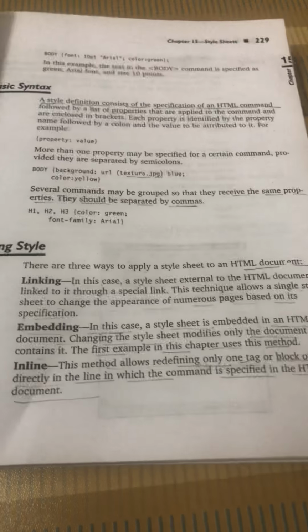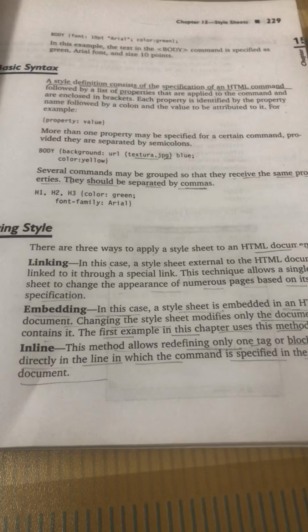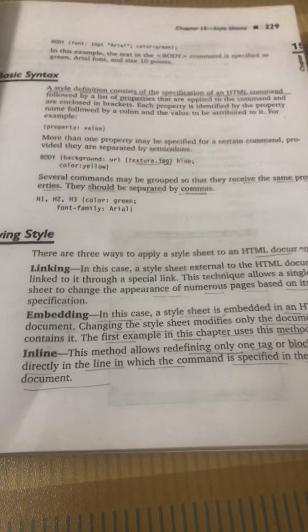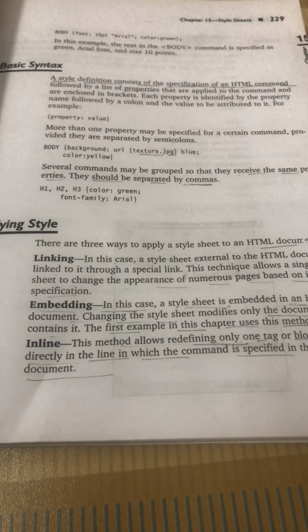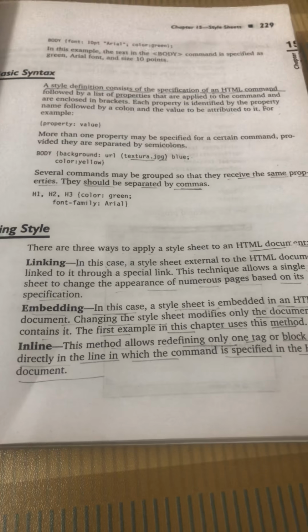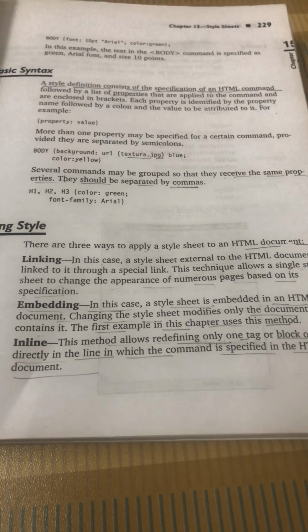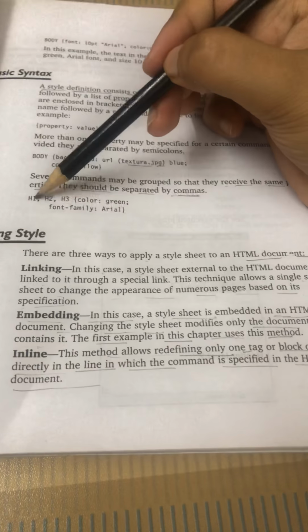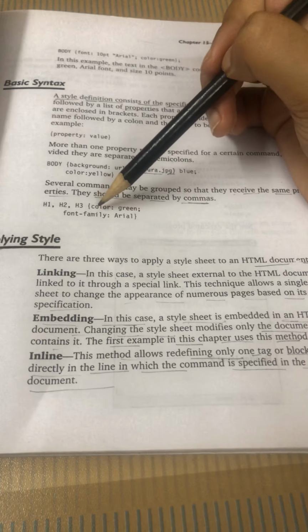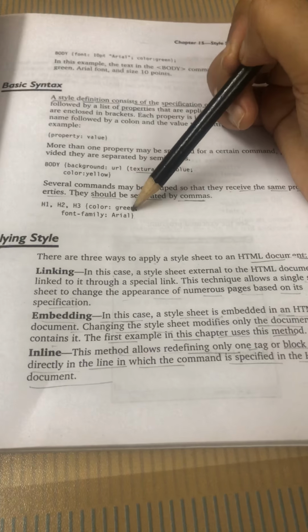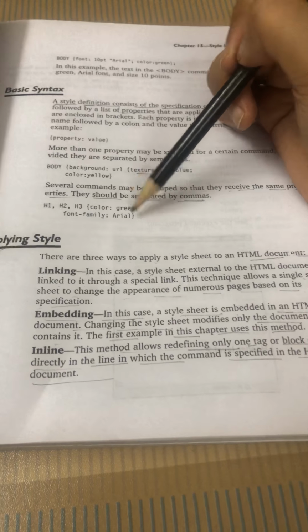Now we can also have the same style for different tags, for multiple tags. So say I want the three levels of heading H1, H2 and H3, all three to have the same color and same font family. So here we have specified H1, H2, H3. All these three are going to have the same foreground color green and the font family Arial.